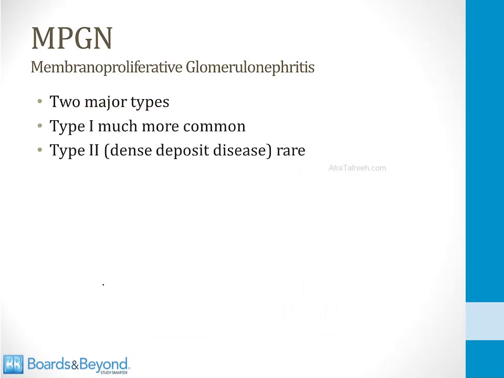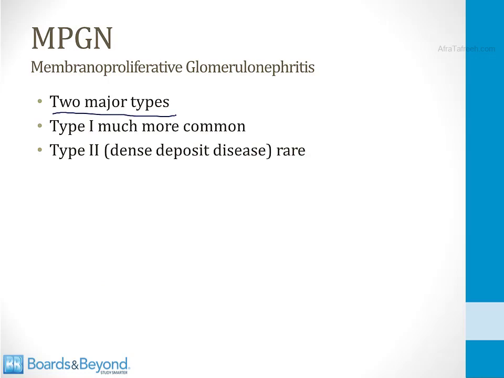In clinical practice, patients with MPGN present with some element of renal dysfunction. A renal biopsy is performed and the histology shows evidence of MPGN, then the diagnosis is made, and from there treatment is determined. However, for step 1 of your boards, they are going to want you to know about the pathophysiology of the two major subtypes of MPGN.